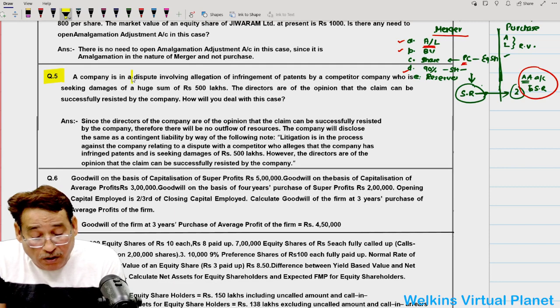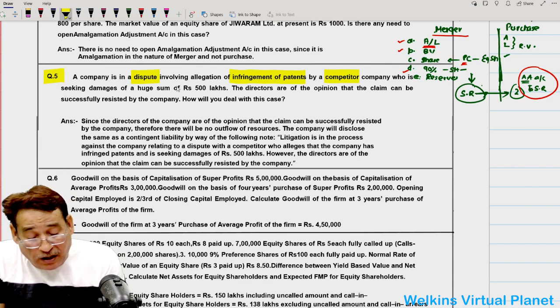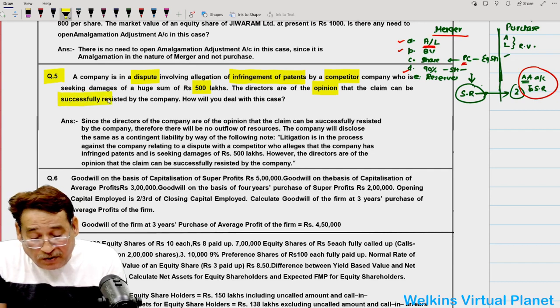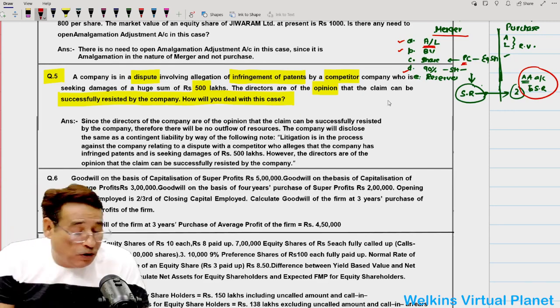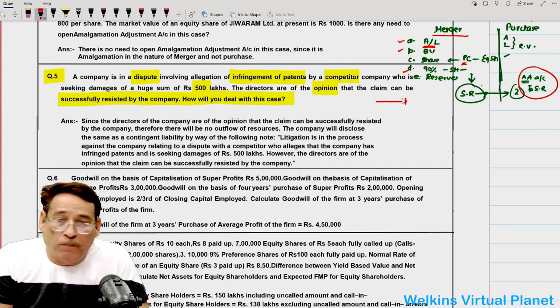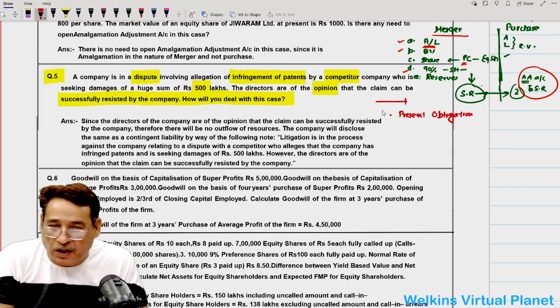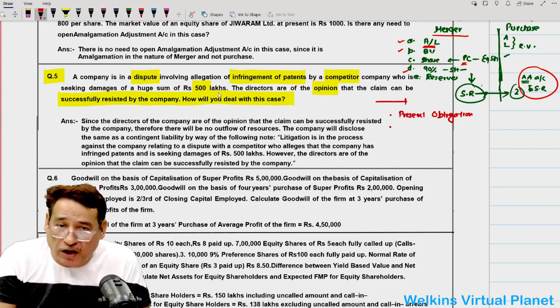a company is in a dispute involving allegation of infringement of patents by a competitive company, and they are seeking damages of ₹500 lakhs, but directors are of the opinion that the claim can be successfully resisted by the company. How will you deal with this particular case? Because a case is going on at this particular moment, obviously there is a present obligation. There is some sort of obligation upon us. There is a present obligation number one as per AS 29. Why? Because the case is running, and the other party is seeking some damages, and the damages is a huge amount of 500 lakhs.